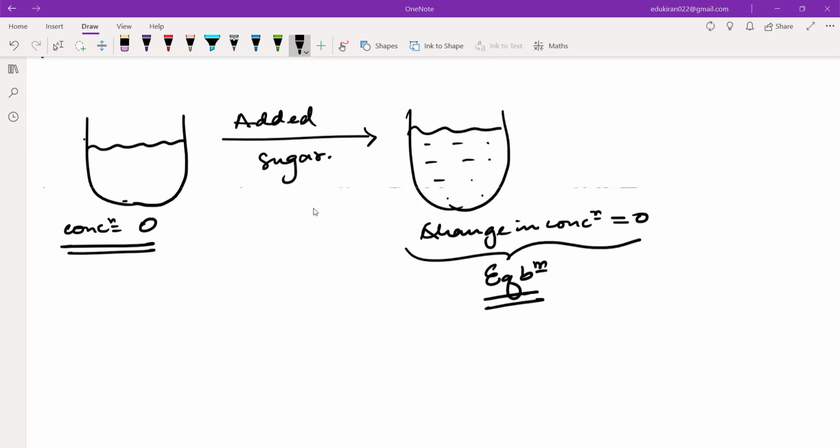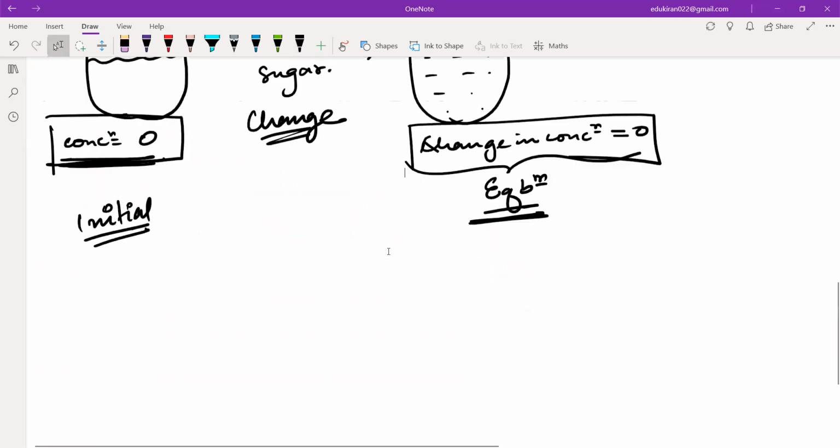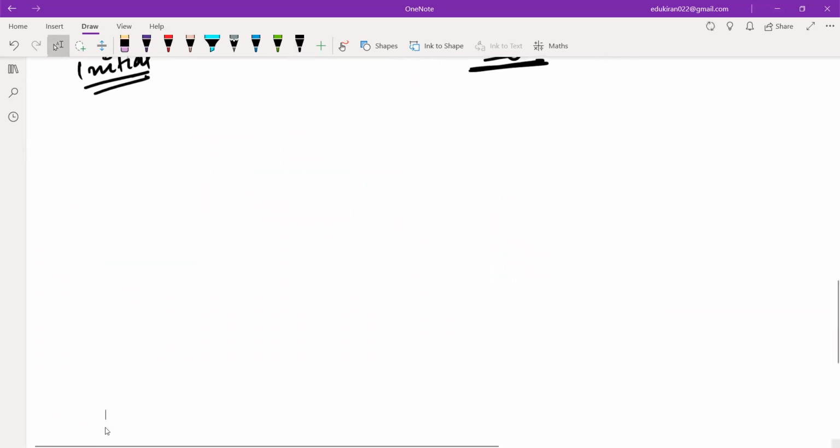Okay, again, see the same pattern. I will be telling you again. Initial, this is the change, and then you have the equilibrium. So what is the parameter that we are looking at right now? The concentration. We will be looking at concentration here. Now, let us do a simple question here.